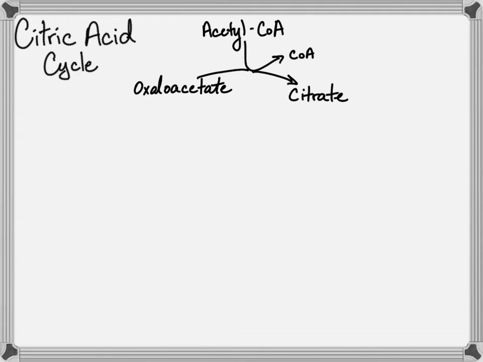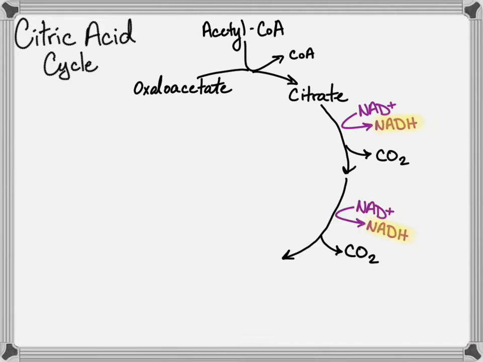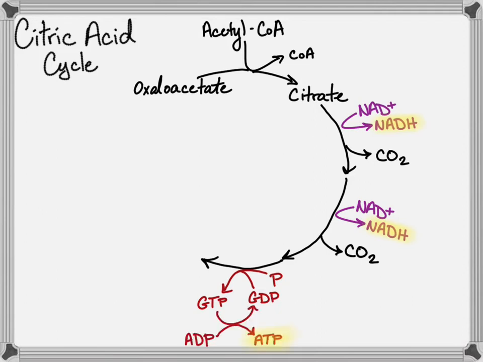Then that citrate is oxidized. It's going to lose some electrons, and the electrons it loses are passed to NAD plus to create NADH. And as we do that, we're stripping away CO2 molecules from that 6-carbon molecule, and what we're left with is a 4-carbon molecule. And through a number of changes, that 4-carbon molecule, in this step, is used to synthesize GTP, and that GTP can be used to synthesize ATP.